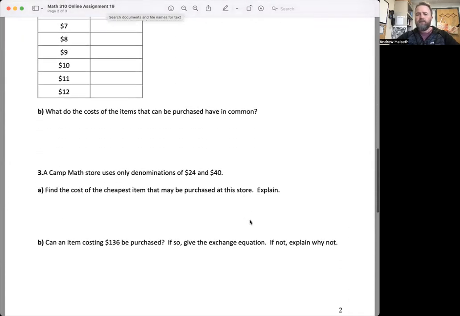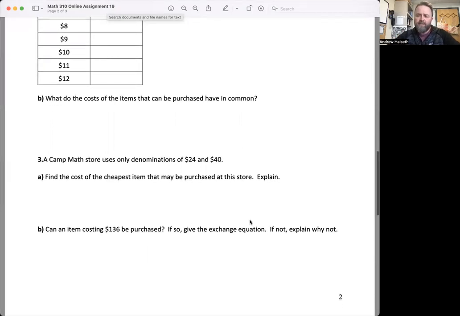Okay. Number 3 is just one more new denomination, 20 and 40. Find the cost of the cheapest item. What's the cheapest? Can you get a $1 item? No, 2, 3, what's the cheapest you can do here? And explain or write an exchange equation of that cheapest.